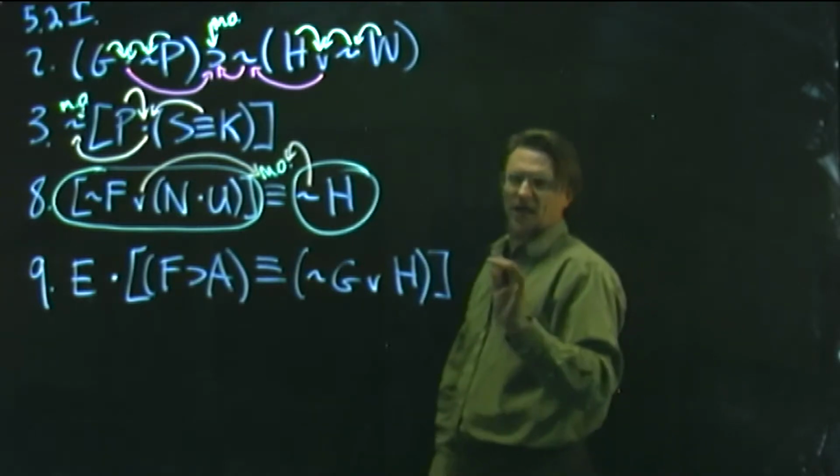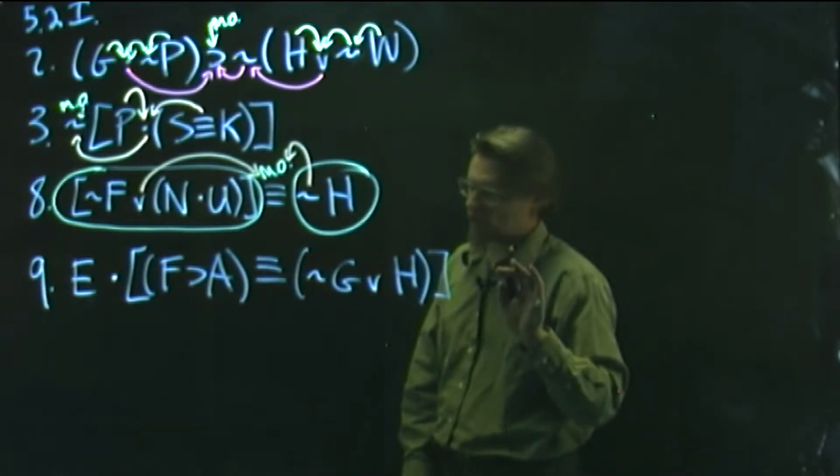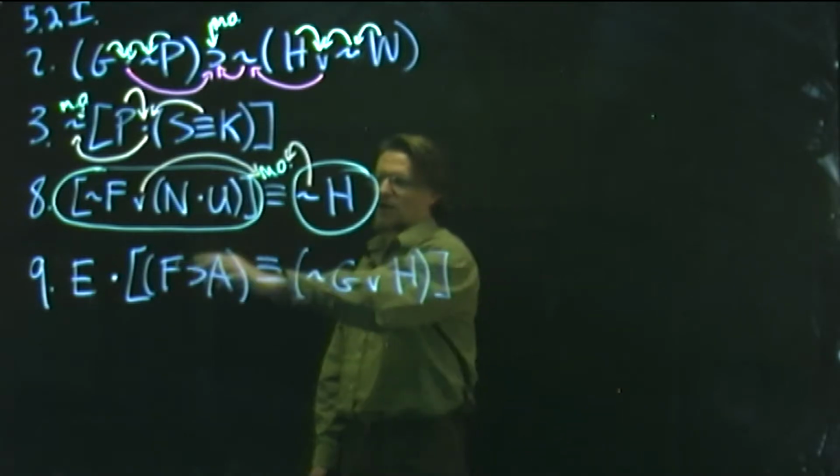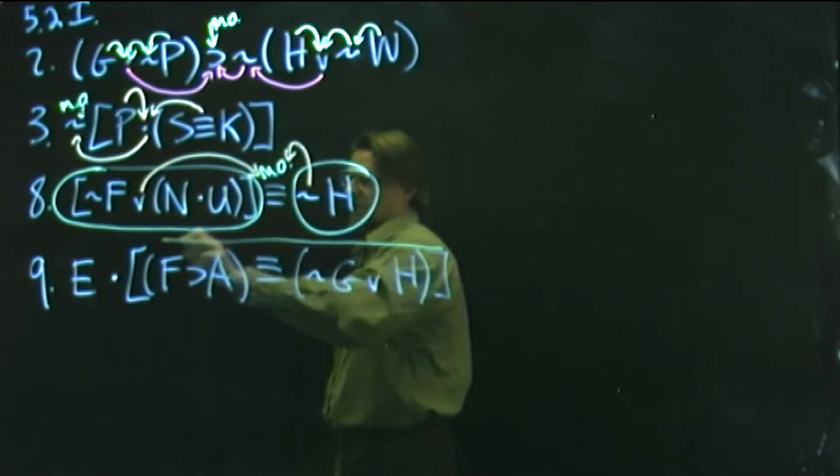Finally, in number 9, I think we could say Hurley's doing all he can to try and trick you. We've got these square brackets here. Notice where those are and how they group the material.